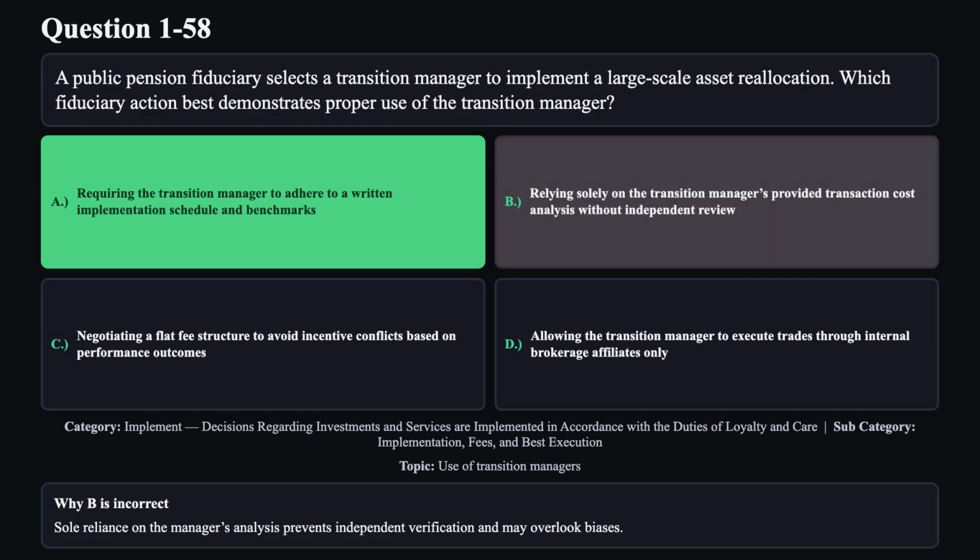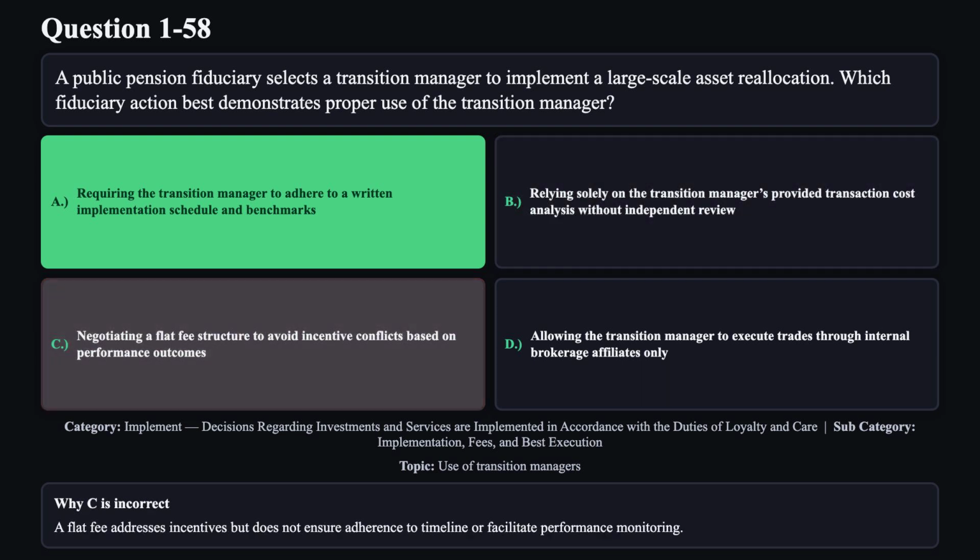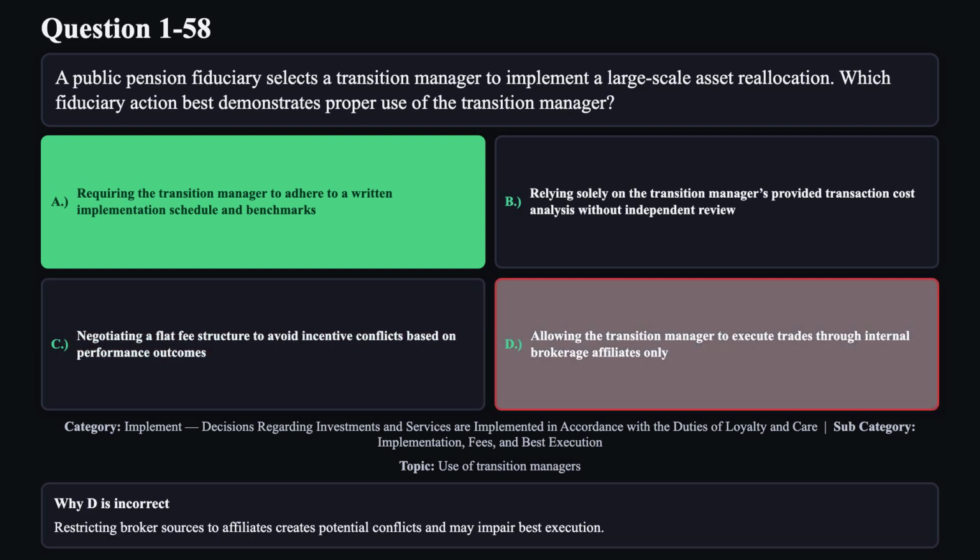Sole reliance on the manager's analysis prevents independent verification and may overlook biases. Reason C is not correct. A flat fee addresses incentives but does not ensure adherence to timeline or facilitate performance monitoring. Reason D is not correct. Restricting broker sources to affiliates creates potential conflicts and may impair best execution.